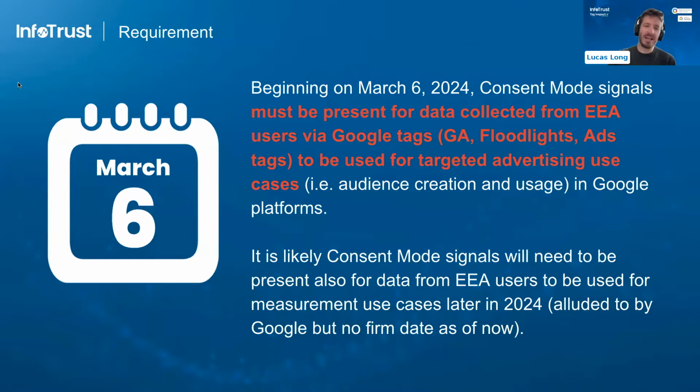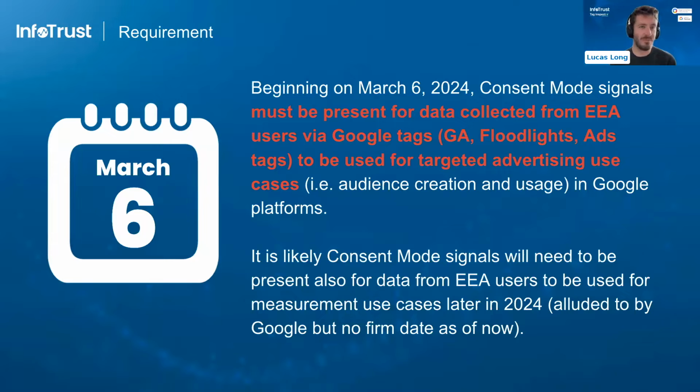So to dive directly in, why are we having this discussion today? Well, it's because there is the requirement that beginning on March 6th, the consent mode signals, which we'll talk about, must be present for data collected from European Economic Area users via Google tags. That's inclusive of Google Analytics, floodlights, and ads tags, like ads conversion tags and ads remarketing. Those signals must be present for that data to be used for targeted advertising use cases, so audience creation and retargeting within Google platforms.